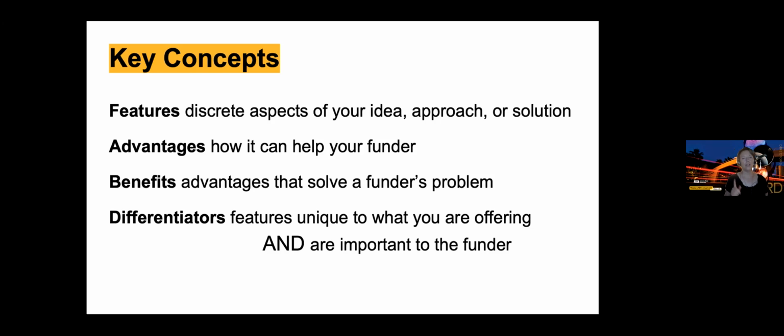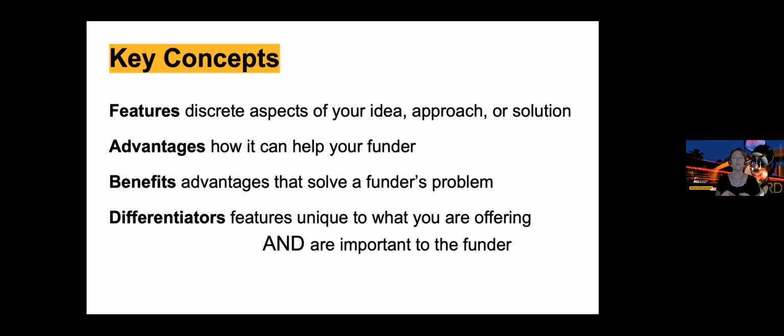Advantage, how it can help your funder. In this case, funder is whoever your audience is. So if it's Bill Gates, if it's NEH, if it's DOJ, that's your funder. So what does your discrete research aspect have to do? How does it speed up your funder's progress and your funder's work?